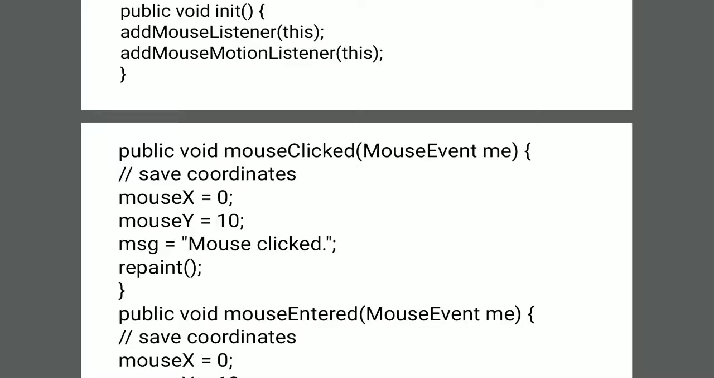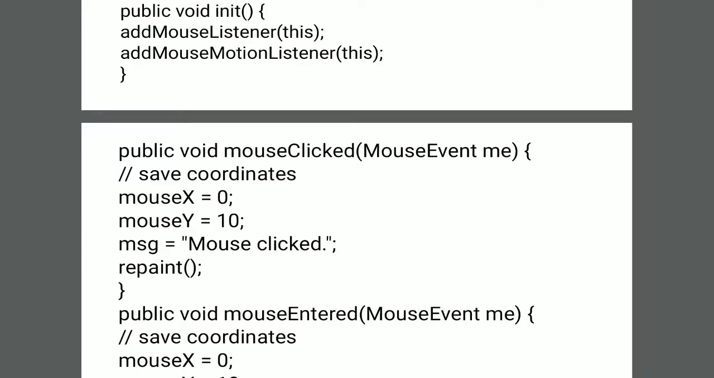So here mouseX is equal to 0, mouseY is equal to 10, msg is equal to "mouse clicked", then repaint. That indicates that when a mouse is clicked, it will display the message "mouse clicked" at point 0 comma 10. To display this, we are using the repaint method, which will call paint again and again. That indicates when you click a mouse, paint will be called. What is paint, we'll discuss later.